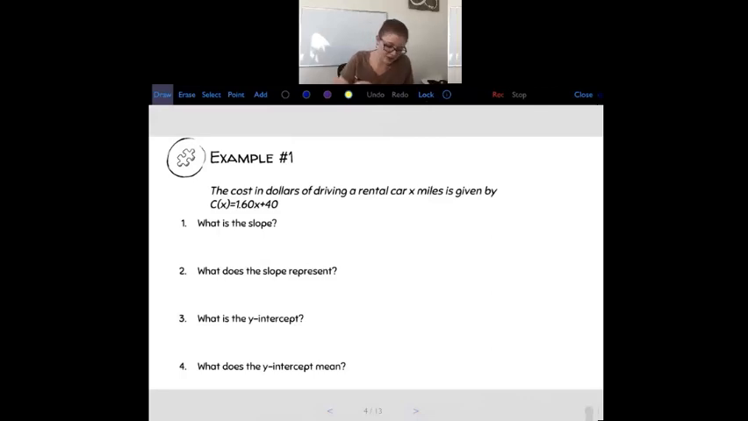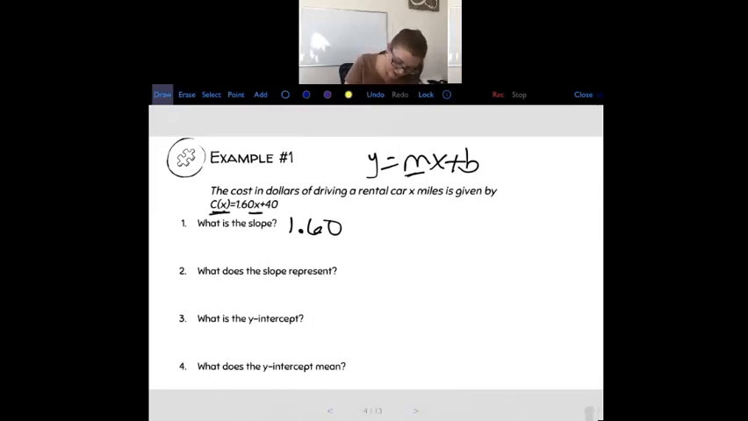Okay, what is the slope? So you use slope-intercept form. The number in front of x is the slope, and in this case it's 1.60. What does it represent? We're talking about cost of driving the car x miles. Cost is playing the role of y, miles is playing the role of x. So this means that it costs $1.60 per every mile. So that would be the interpretation of the slope. So if you drive 1 mile, you pay $1.60, another mile you pay another $1.60, and so on.